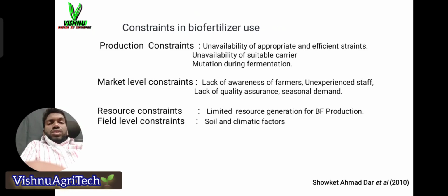Constraints in biofertilizer use. Production constraints. Unavailability of appropriate and efficient strains. Unavailability of suitable carrier. Mutation during fermentation. And next one, market level constraints. Lack of awareness of farmers, inexperienced staff, lack of quality assurance, and seasonal demand. And resource constraints. Limited resource generation for biofertilizer production. And field level constraints. Soil and climatic factors.